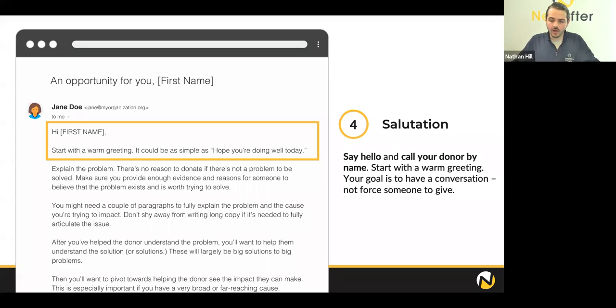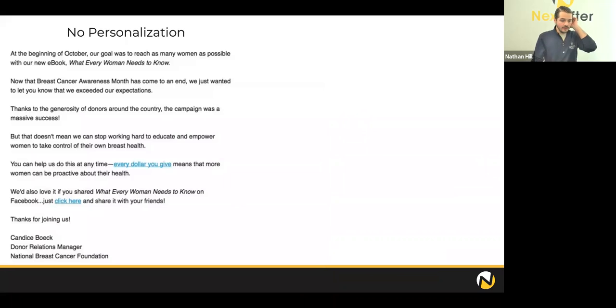So we want to say hello, call your donor by their name. You should have their name when they've signed up to receive emails. Hopefully you're capturing what their name is. If not, you should start, and I'll show you why here in a moment. But call them by name, start with a warm greeting, because your goal, again, is to have a conversation. You're not trying to force somebody to give. You're trying to build a relationship and have a meaningful conversation with them. So here's some ideas of what this might look like.